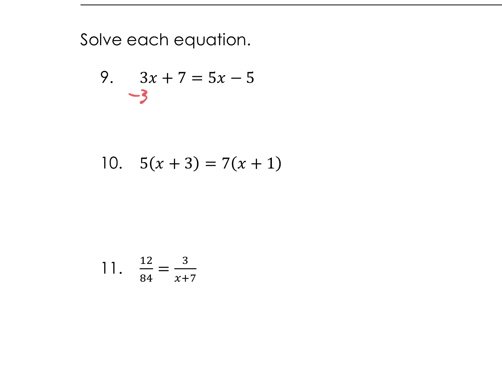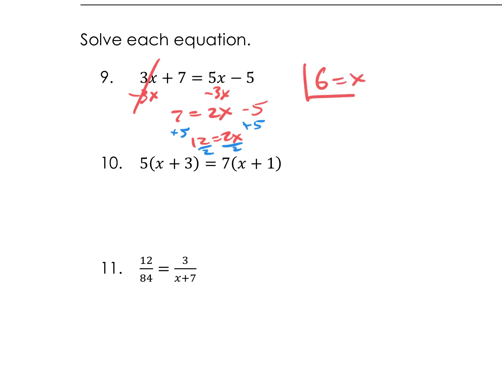Let's get all the x's on one side by getting rid of that 3x. You can do this in a couple different orders. 5x minus 3x is 2x. These cancel. Now we got all the x's on the right. Let's get the constants out of here. So let's go ahead and add 5. And we've got 12 equals 2x. And last but not least, we want to divide. So let's divide both sides by 2. And we end up with 6 equals x, or x equals 6.